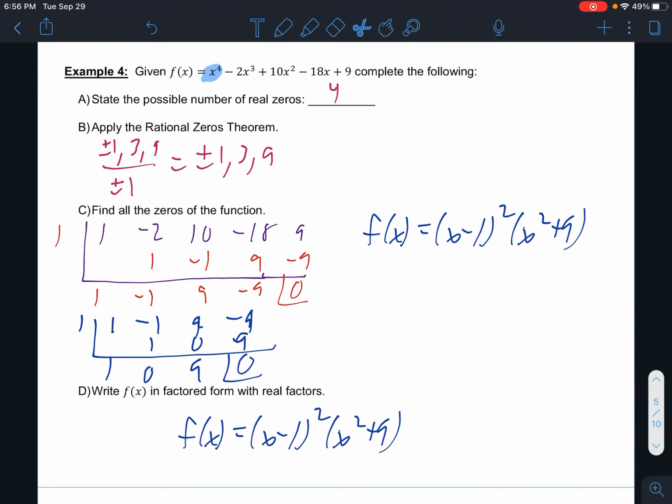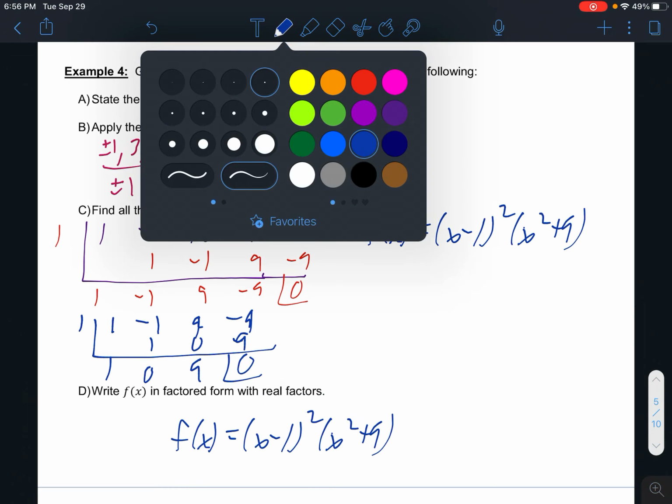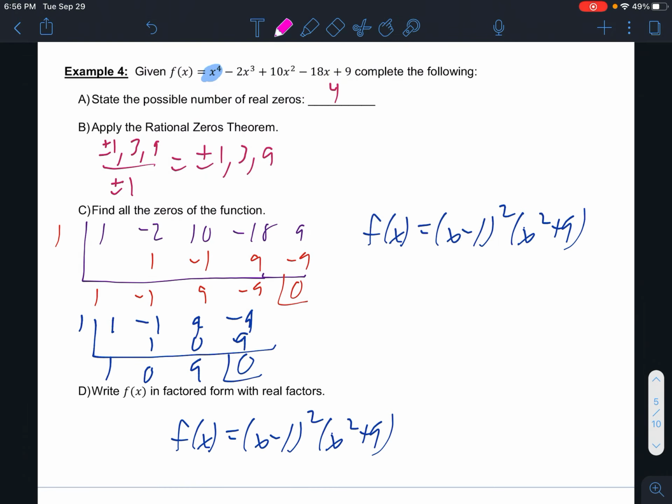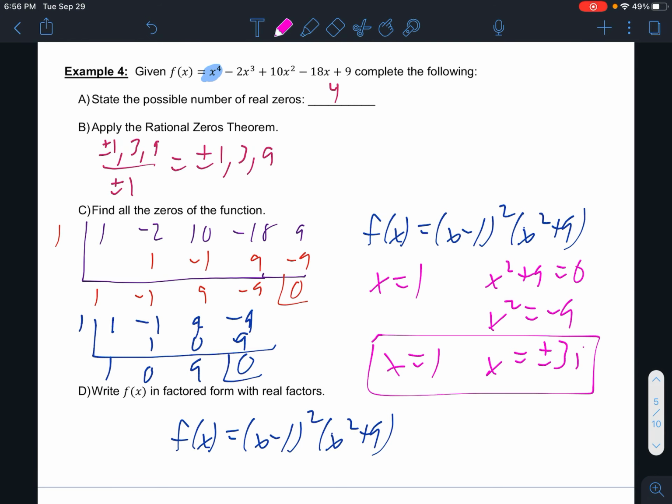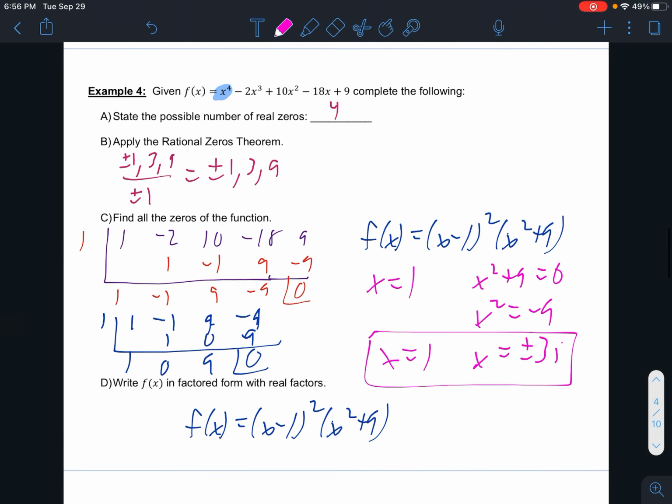And that actually is completely factored form. We cannot factor that x squared plus 9. Now let's answer C. I already know x minus 1 will give us x equals 1 twice, but you don't have to write it twice. And x squared plus 9 equals 0. That does not factor, so we just have to subtract the 9 over. And we get plus or minus 3i. So x equals 1, and then plus or minus 3i.